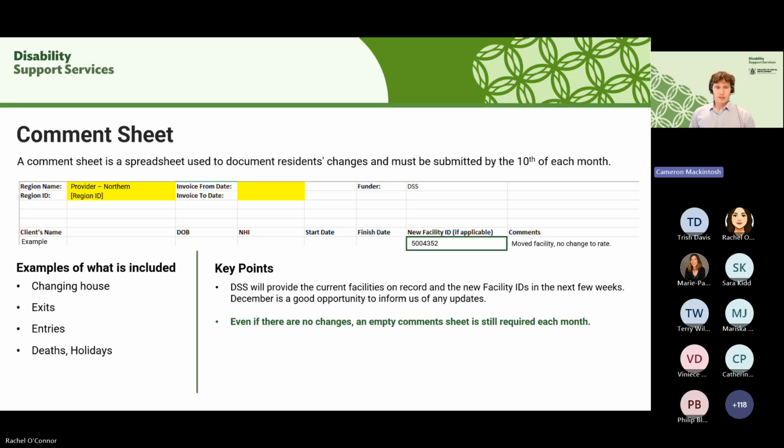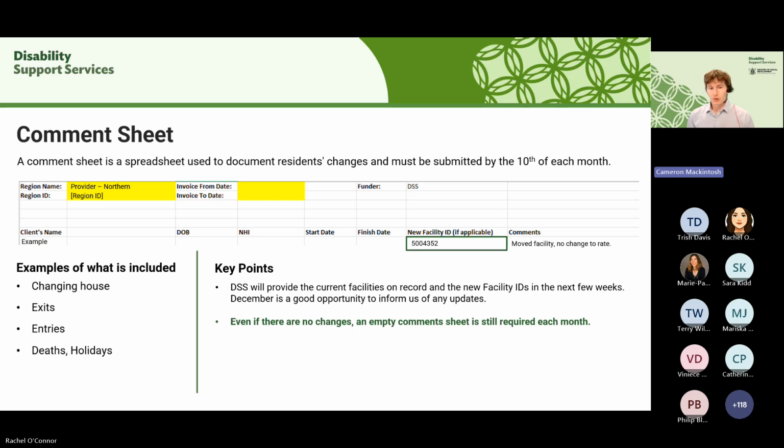Over the next couple of weeks, we are setting up your facilities into our systems and generating new facility IDs for them. And so in early December, we will share with you the spreadsheets of your existing facilities that you've shared with us and the facility ID as well. This will also be a good opportunity to test out the new housing information template and let us know of any new facilities you've had since we last reached out to you.